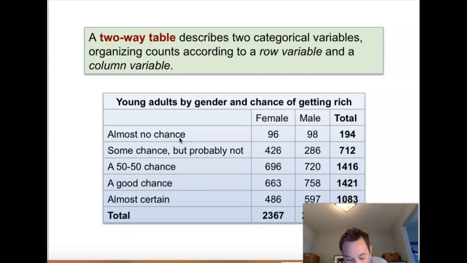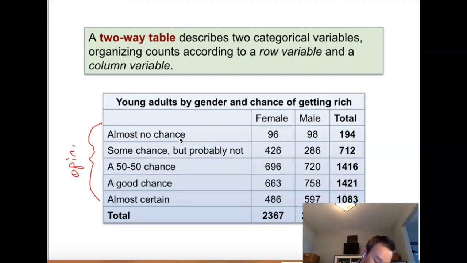All right, so a two-way table describes two categorical variables, organizing counts according to a row variable and a column variable. So young adults by gender and chance of getting rich. So this is their opinion of their chance of getting rich. And so here there are two categorical variables. There's the opinion variable, and then there's the gender variable. Sorry.